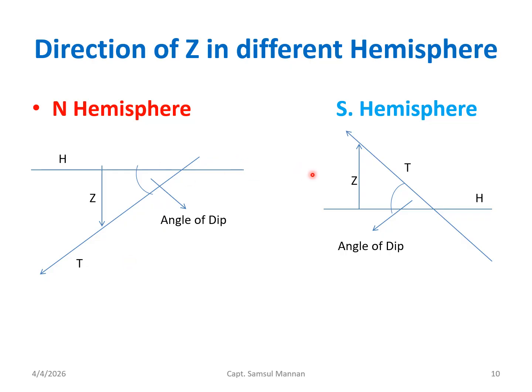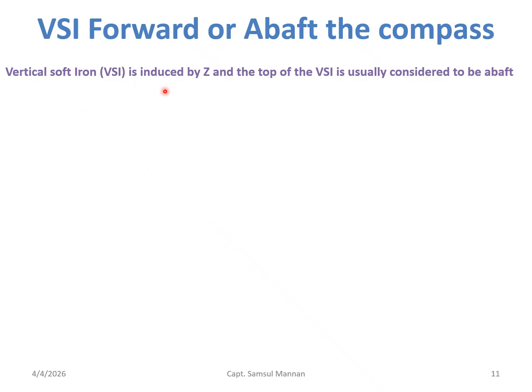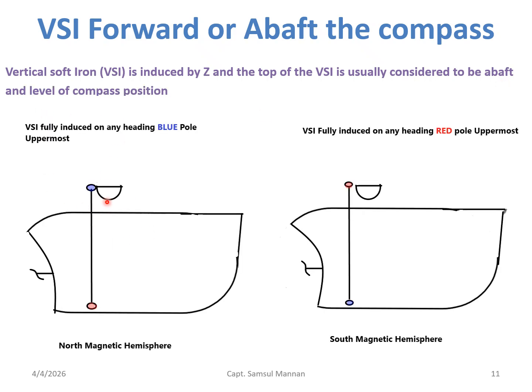Let's see what happens to the VSI, the vertical soft iron, right? This vertical soft iron is induced by Z, and the top of the vertical soft iron is usually considered to be abaft, right, and level of the compass position. When the vessel is in the northern magnetic hemisphere, this vertical soft iron forward or above the compass will have a blue pole at the top, and when the vessel is in the southern magnetic hemisphere, it will have a red pole on the top side, right, and it will have some impact on our compass needle.